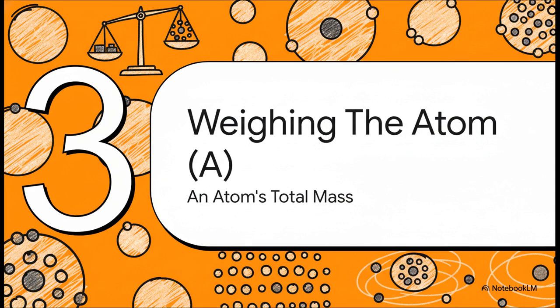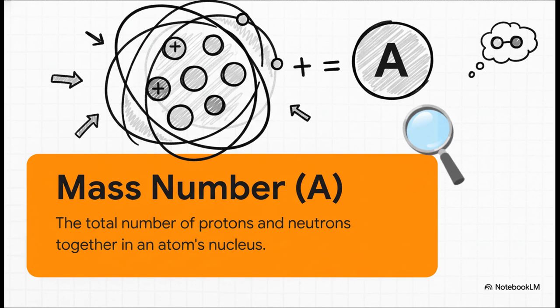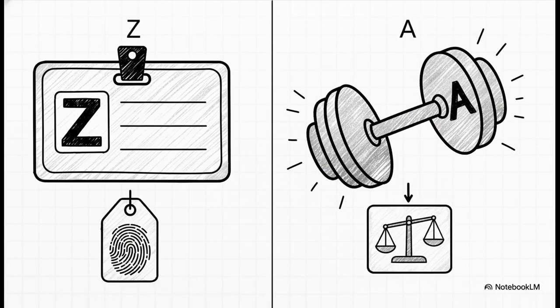And that brings us to our second key number, the mass number, or A. If Z tells us what an atom is, A tells us how heavy it is. So what's inside this mass number? Well, it's the total count of both protons and neutrons, all packed together in the nucleus. You just add up those two heavy particles in the atom's core, and you get one single number. The easiest way to think about this is that A is basically the atom's total weight. Z is its fixed identity, but A is all about its mass.